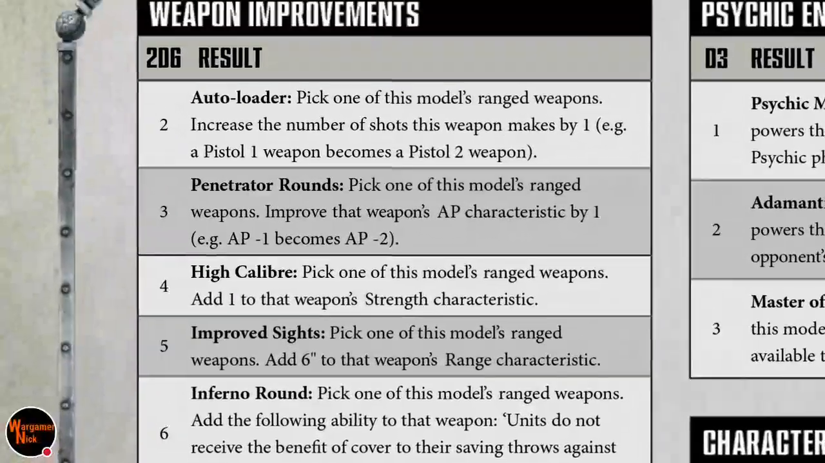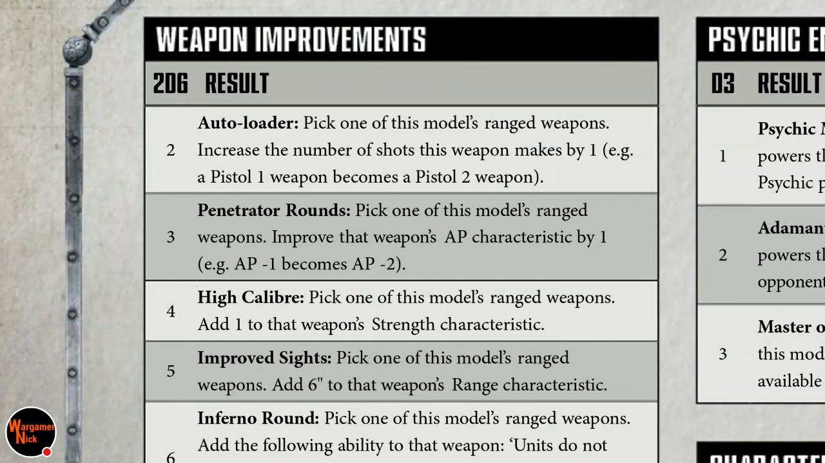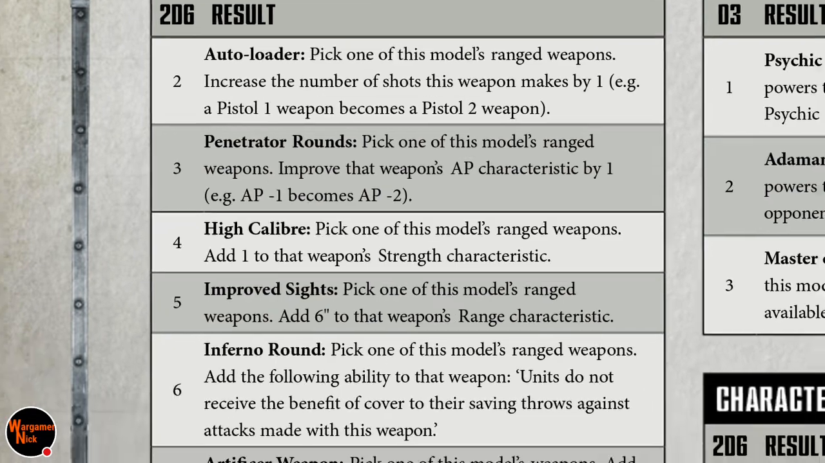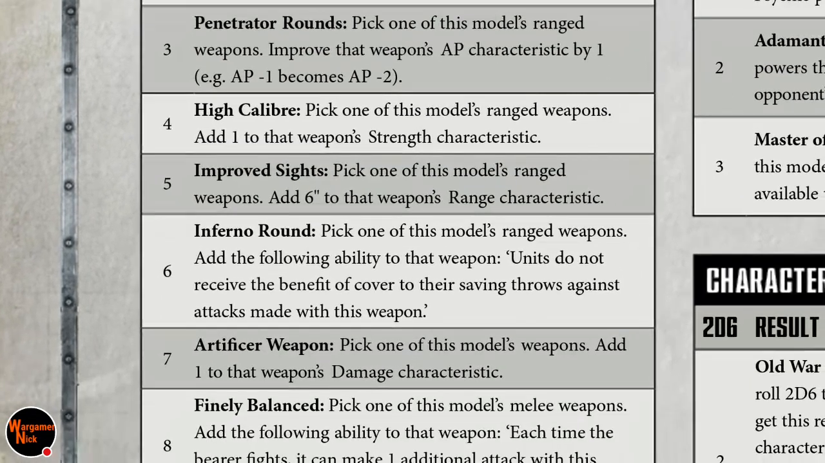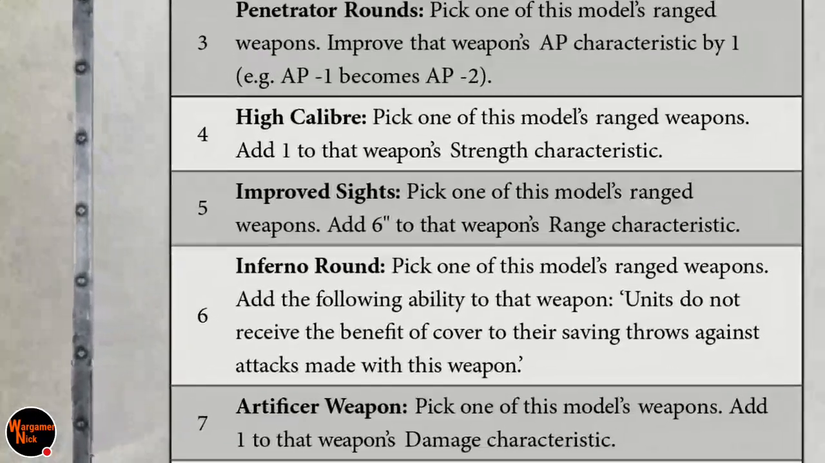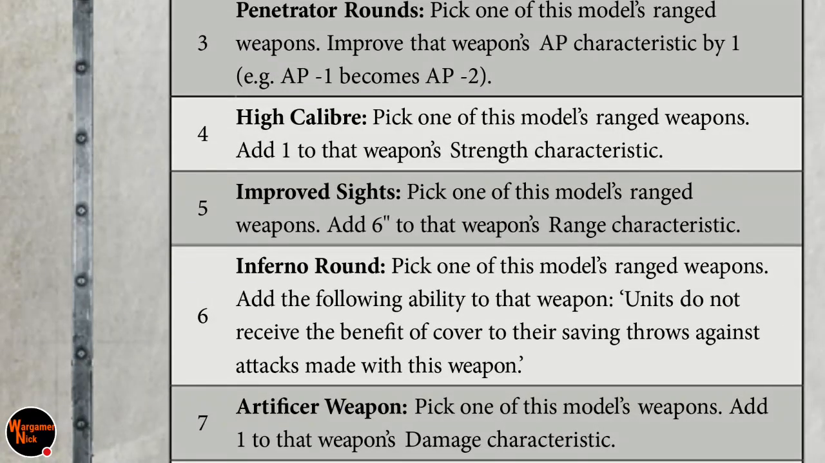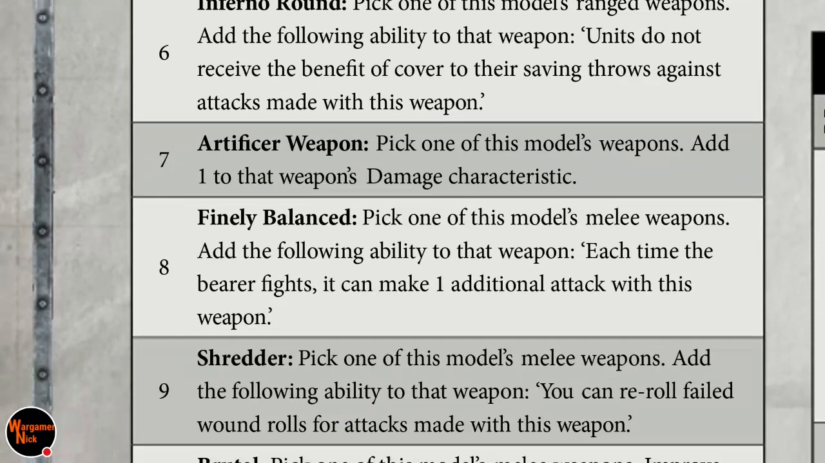Weapon improvements. Auto loader: pick one, increase the number of shots by 1. So pistol 1 becomes pistol 2. Cool. High caliber: add 1 to the strength characteristic. Improved sight: 6 inches. So again, I keep using Guardian as an example, but you wouldn't be able to use your, good golly gosh, what are they called? Voice Troyans. Thank you, Voice Troyans. You won't be able to add 6 inches to that because that's what they already get with heavy weapons and other such weapons.